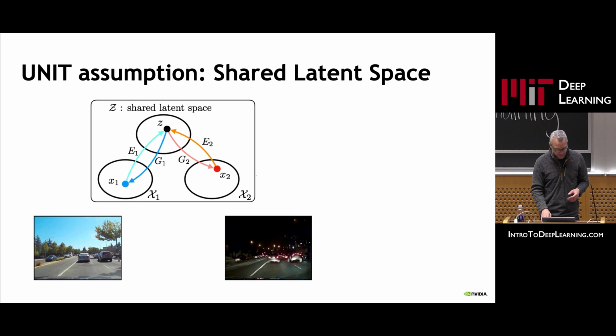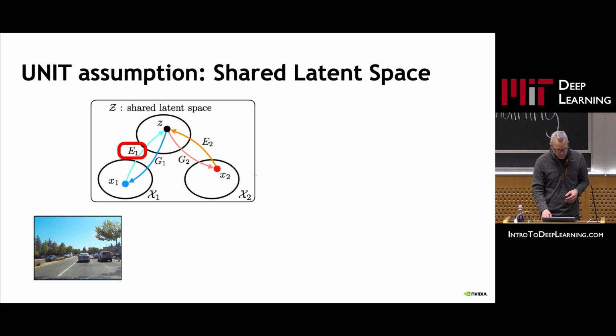But what I have then is different encoders that can go from a daytime image and encode it into this latent space. And they have different generators that can take a code from the latent space and generate either a daytime or a nighttime image.